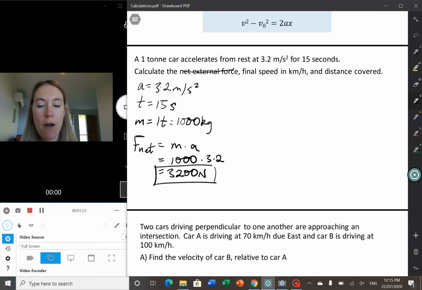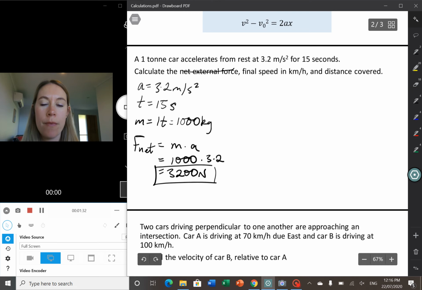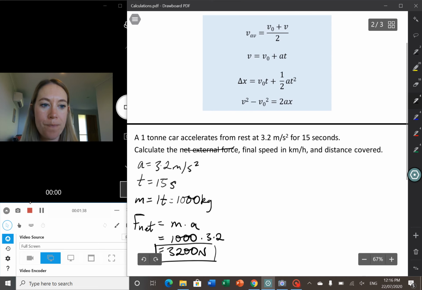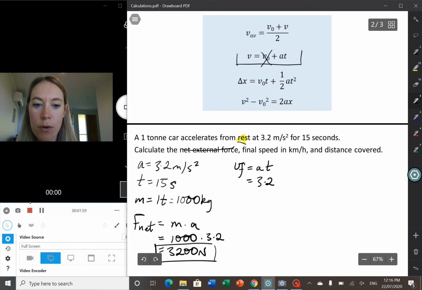Next, we're asked to calculate the final speed in kilometers per hour. So I'm going to first calculate in meters per second, and then I'll convert that answer into kilometers per hour. So I can have a quick look at my list up the top here of formulas. I'm going to want to use this one to calculate my final speed. I already know, I was told that the car started at rest. So that tells me that this is 0, so velocity is going to be acceleration times time. So 3.2 for 15 seconds is going to be 48 meters per second.